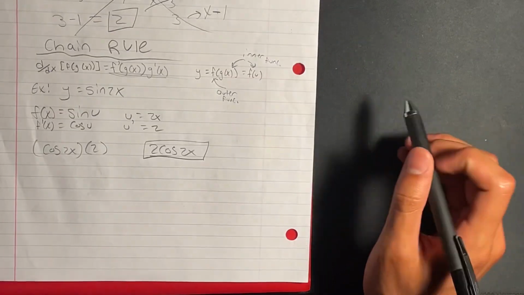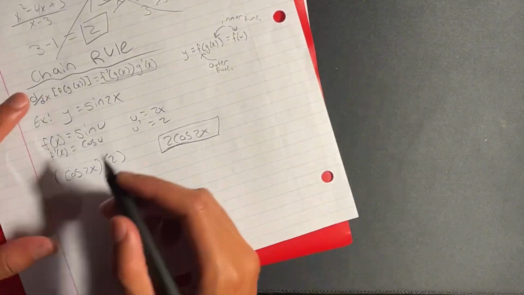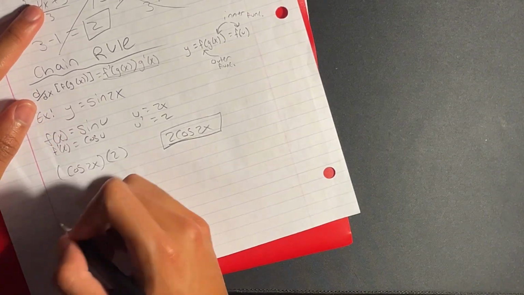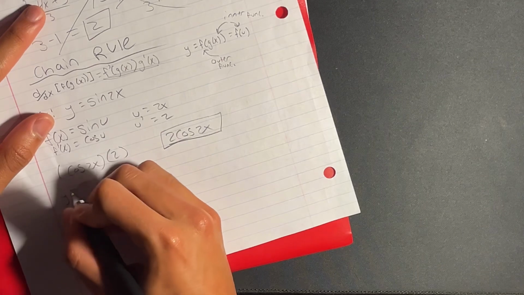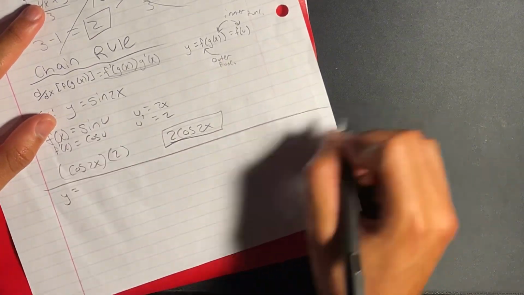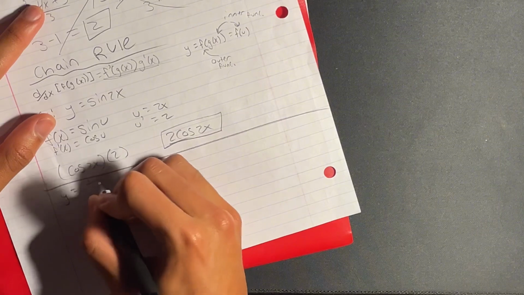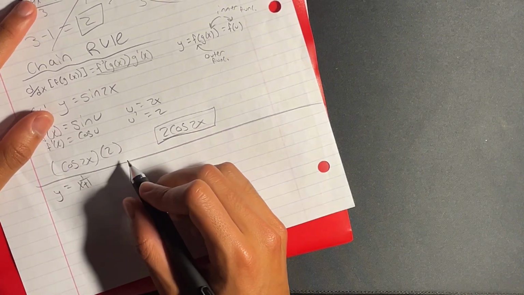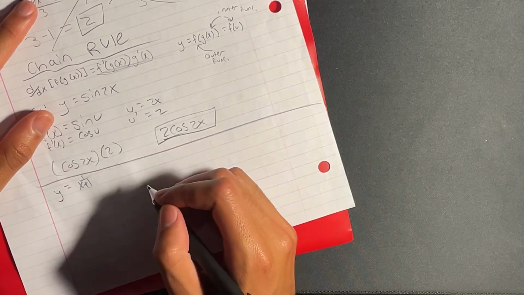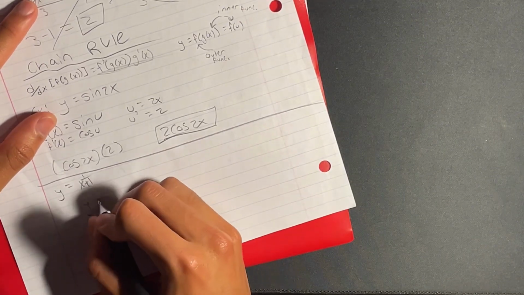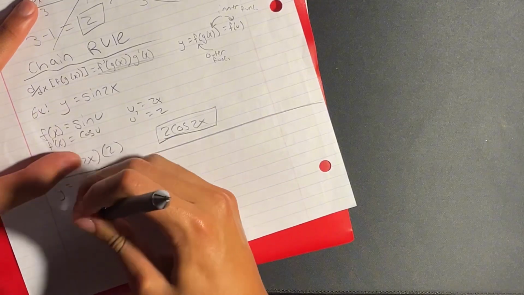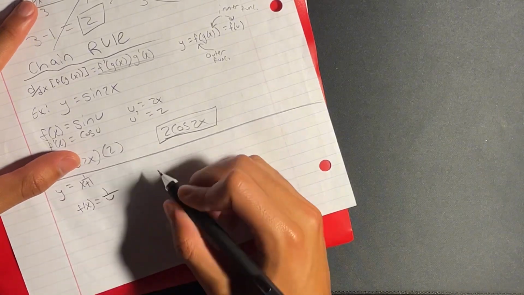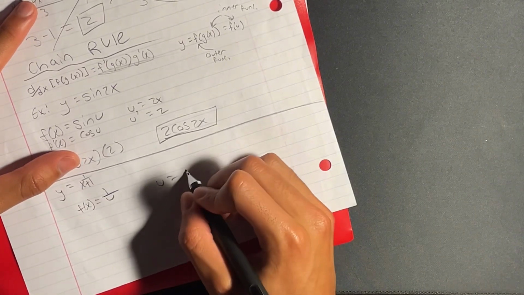All right, and we'll do one final example with this chain rule. There are so many ways you will apply it. So we're going to do y equals 1 over x plus 1. The outer function is going to be 1 over u. So f of x is going to be 1 over u, and then u is going to be x plus 1.